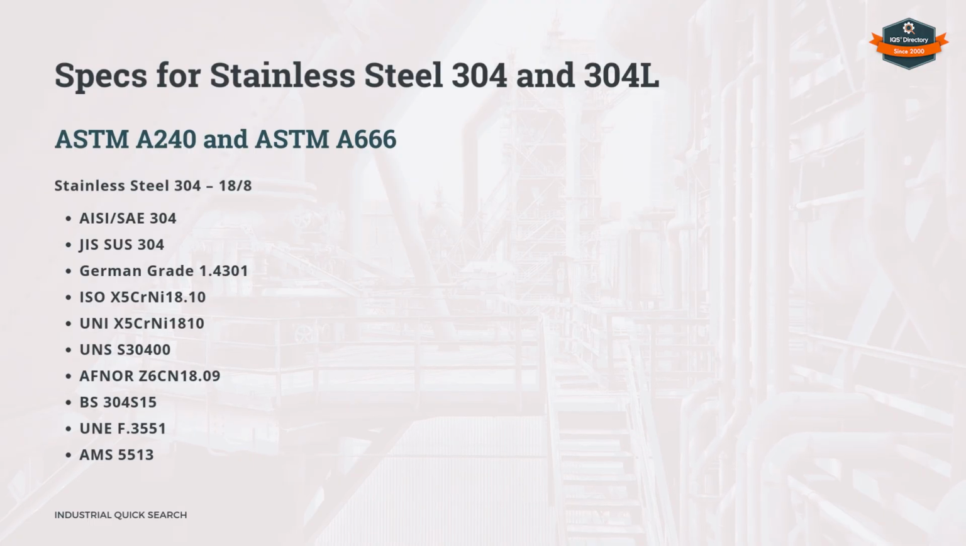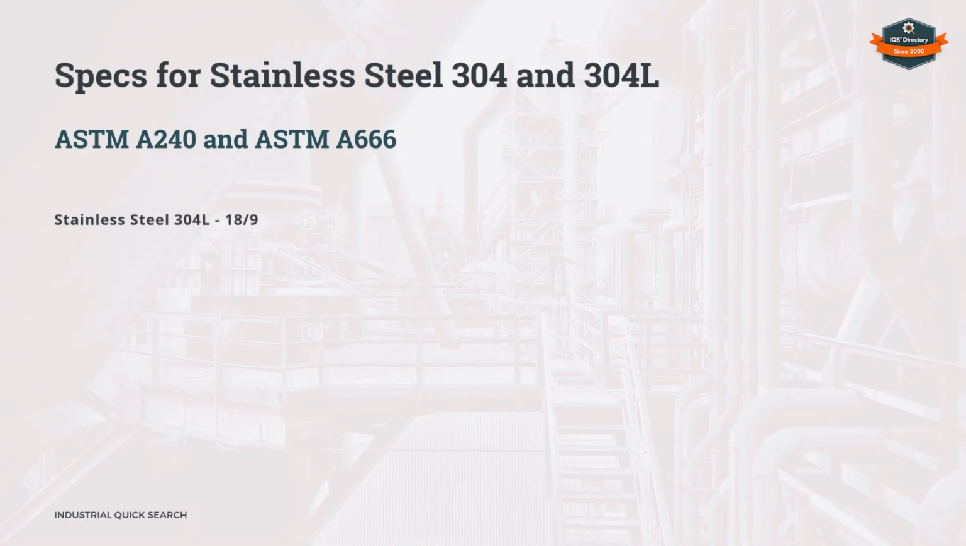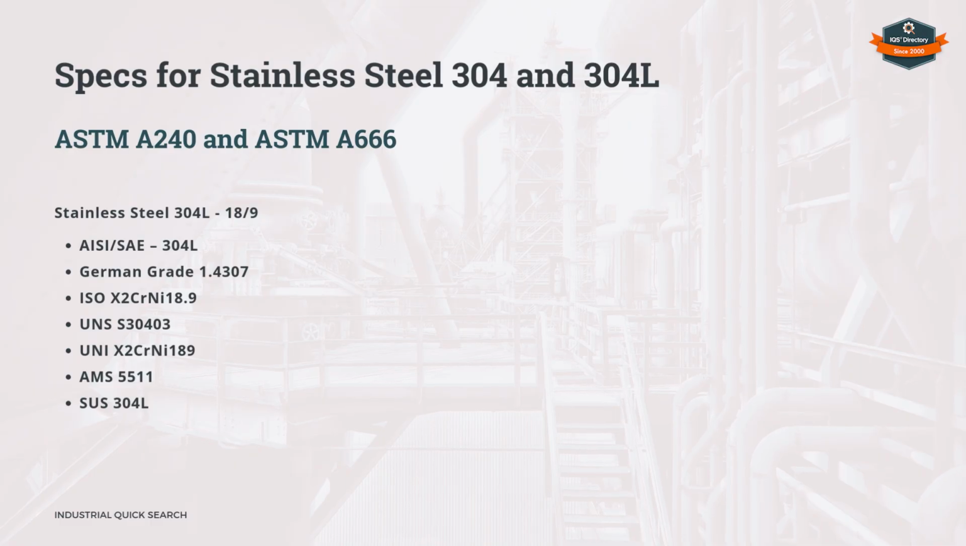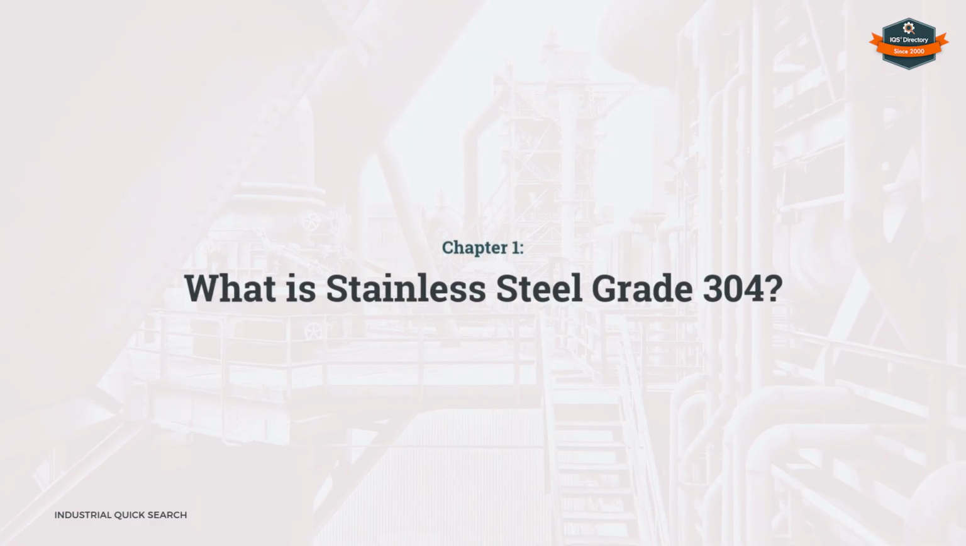ASTM A240 and ASTM A666. Stainless steel 304, 18-8. Stainless steel 304L, 18-9. Chapter 1. What is stainless steel grade 304?